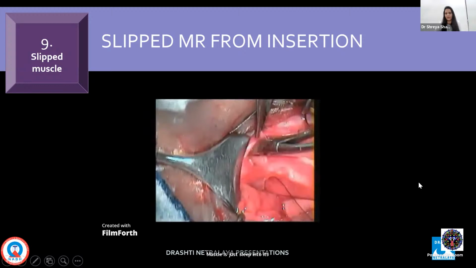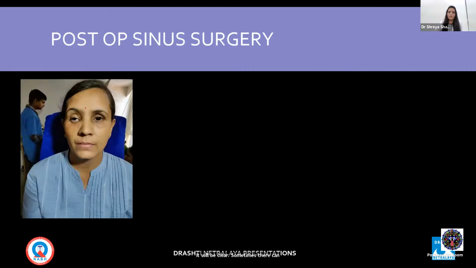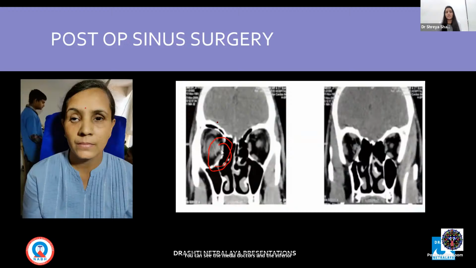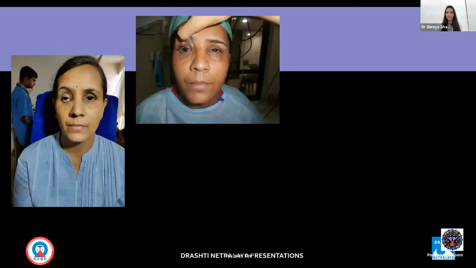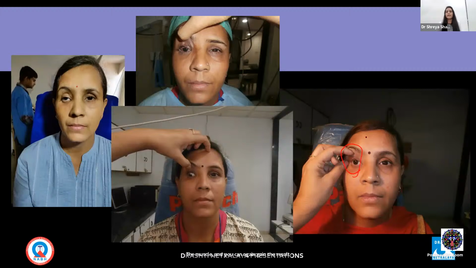It will be clear. Sometimes there can be a traumatic post-sinus surgery case. You can see the medial rectus and the inferior rectus adhered to each other. This was an endoscopic-guided sinus surgery operated elsewhere. So you need to reopen and operate on the muscle, and you can gain a result after fixing the lid deformity also.